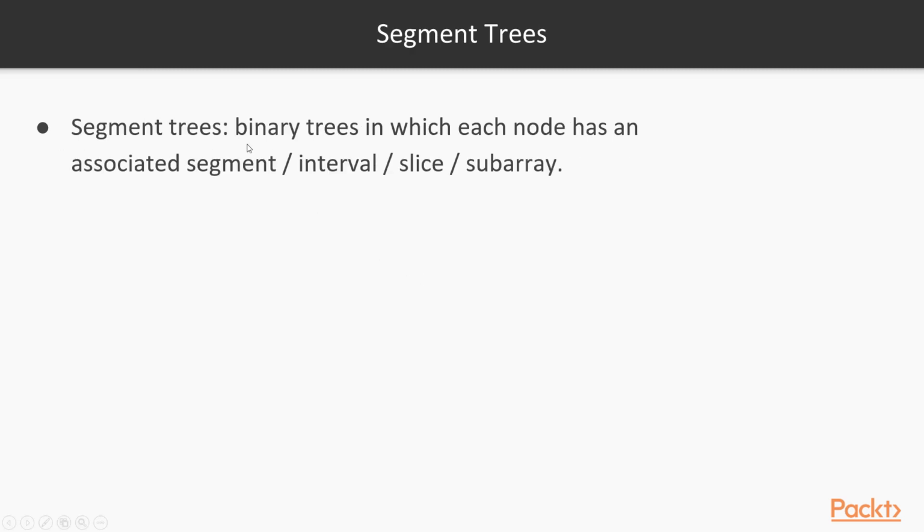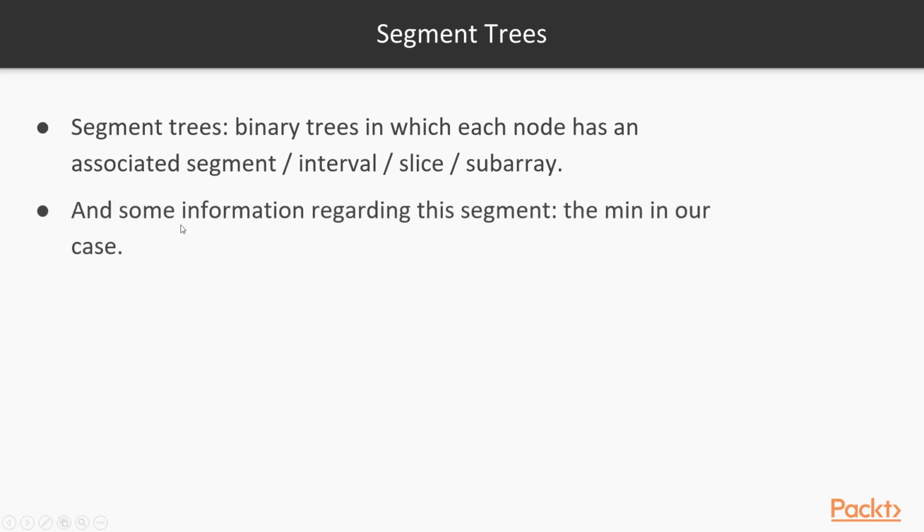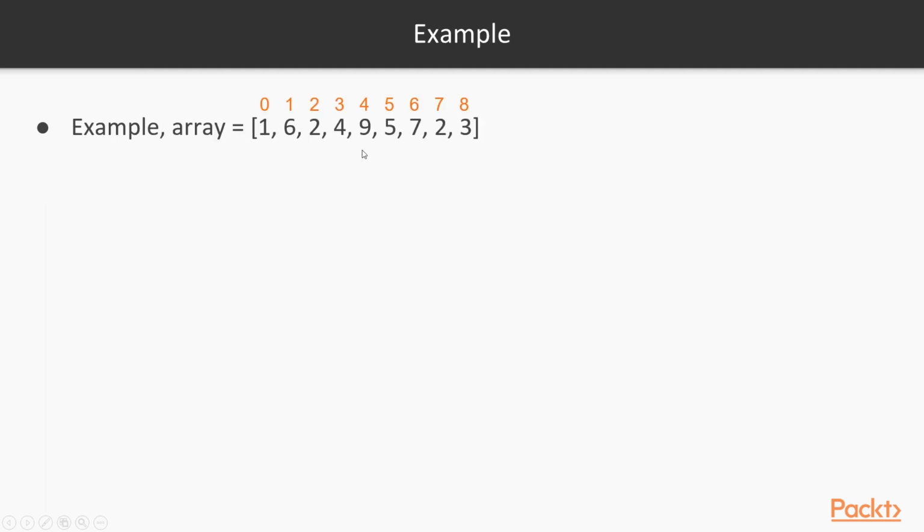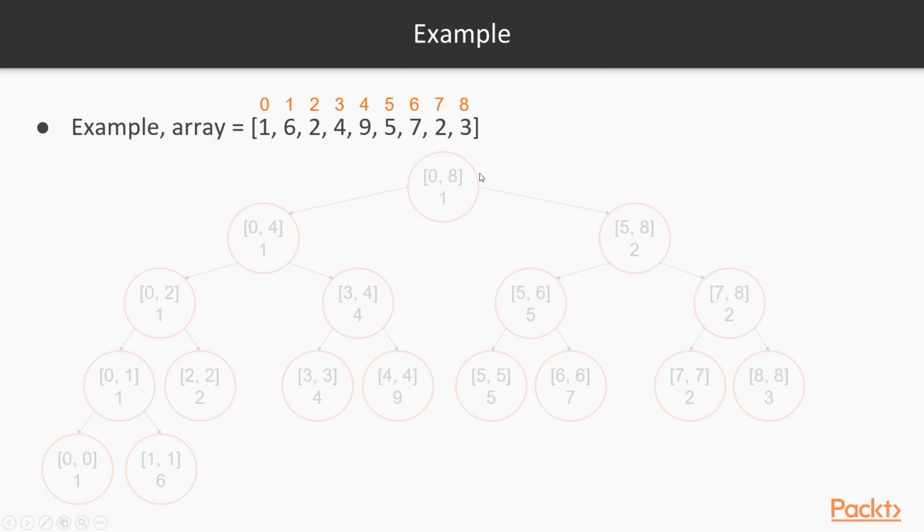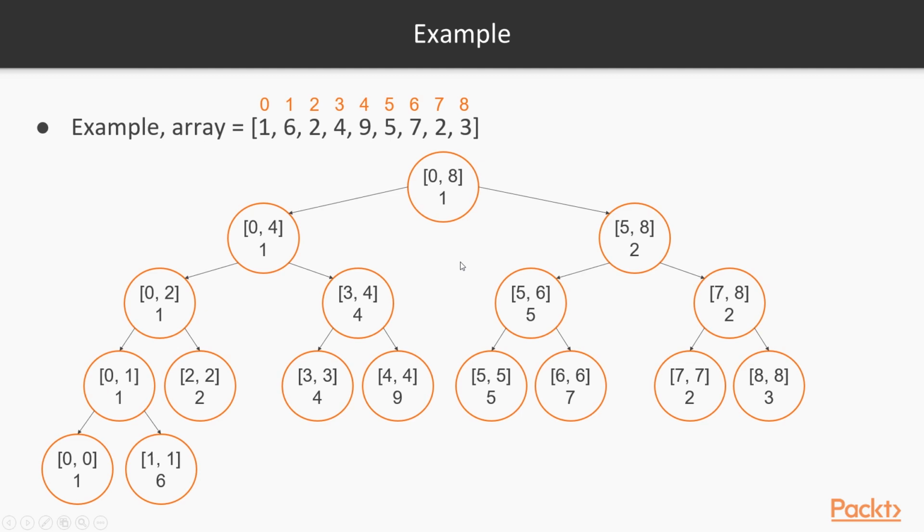Segment trees are binary trees in which each node has an associated segment, and it also has some information regarding this segment. In our case, it is going to be the minimum in the associated segment. For example, let's consider this array. We would have the following segment tree for it.